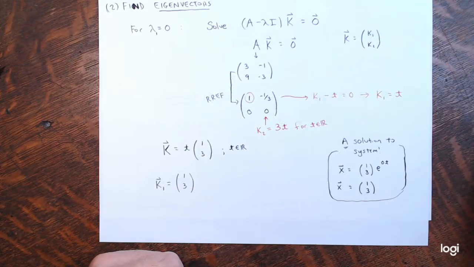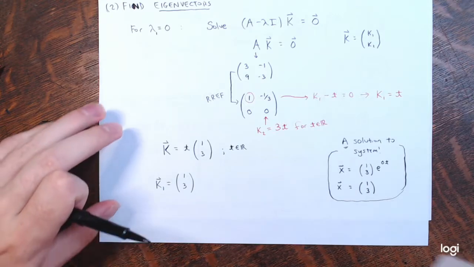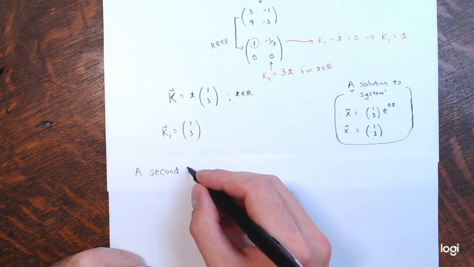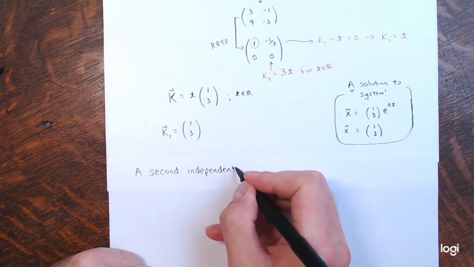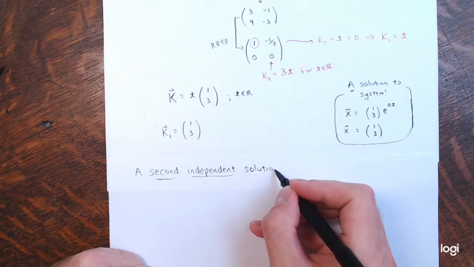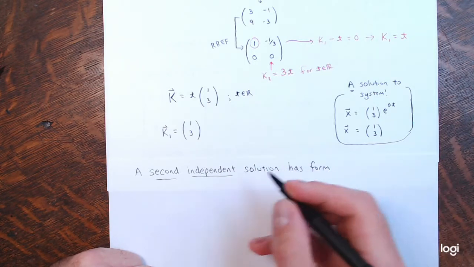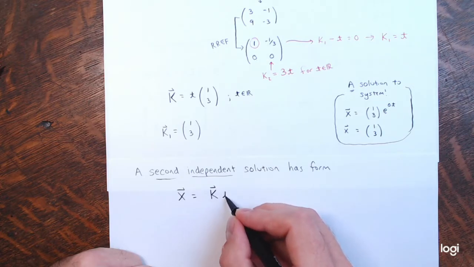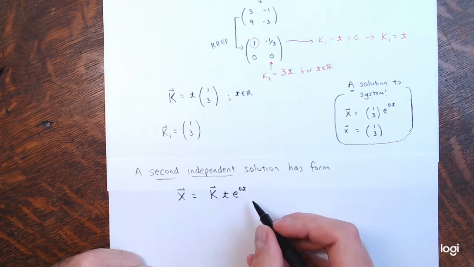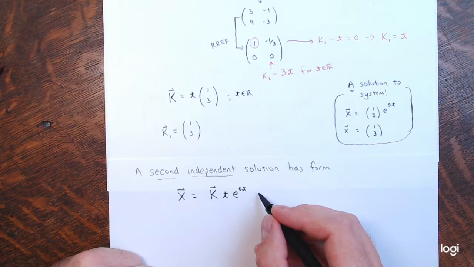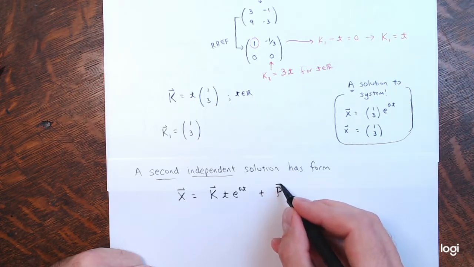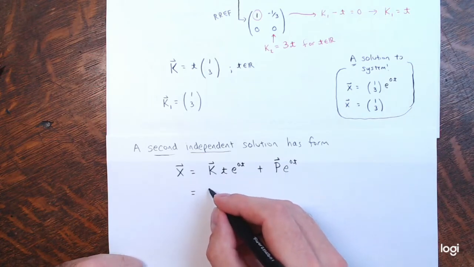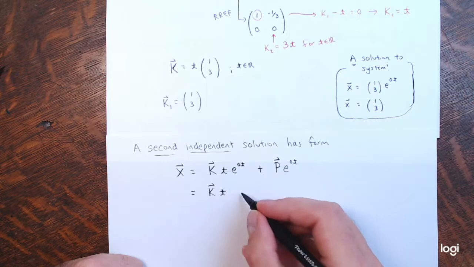So according to what I just read to you there, if I want to find a second independent solution to this system, it will have the following form. x equals some vector k times t e to the 0t, which is just going to be t times 1, plus some other vector, I'll call it p, times just e to the 0t. Now if I make e to the 0t 1, we have x equals some vector k times t plus some vector p.